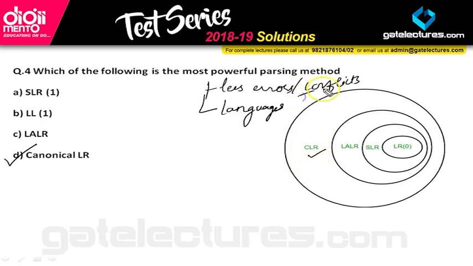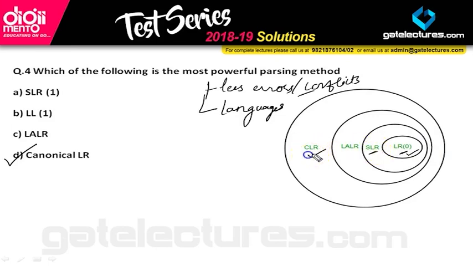On the basis of conflicts, we have seen that LR0 has more conflicts and SLR has fewer. How? Because in SLR the reduce moves are only placed under the follow symbols, while in LR0 they are put in the whole row. That's why the RR and SR conflicts are more in LR0. In SLR, reduce conflicts are very few.